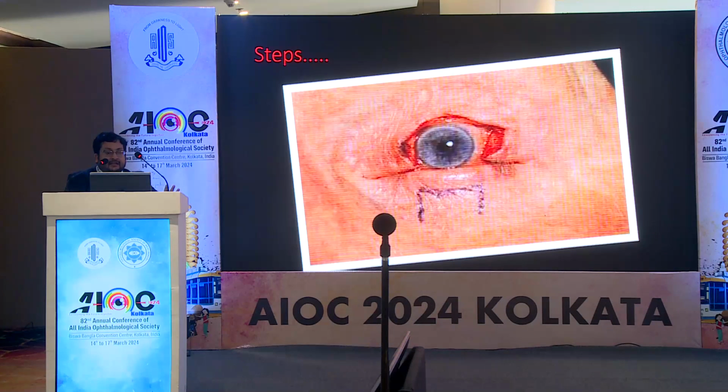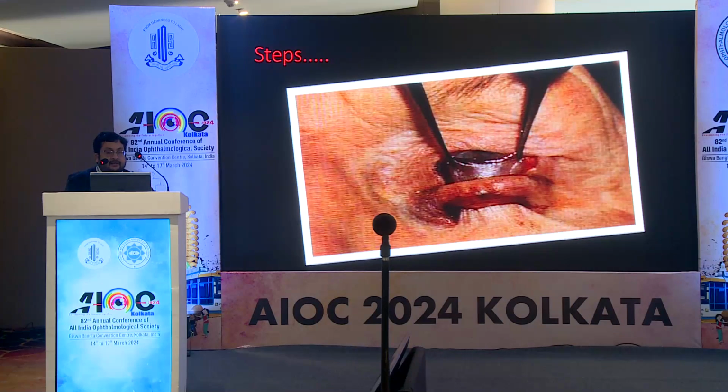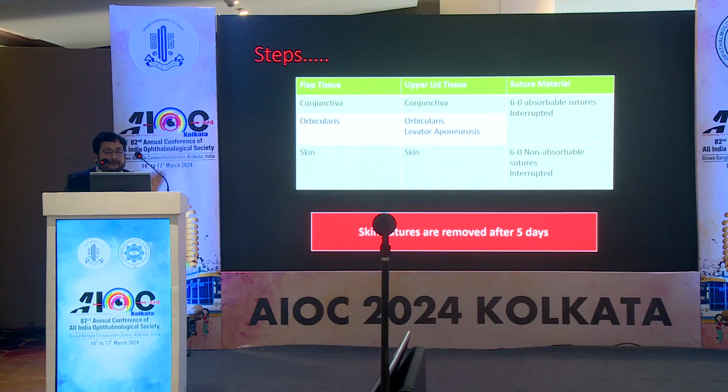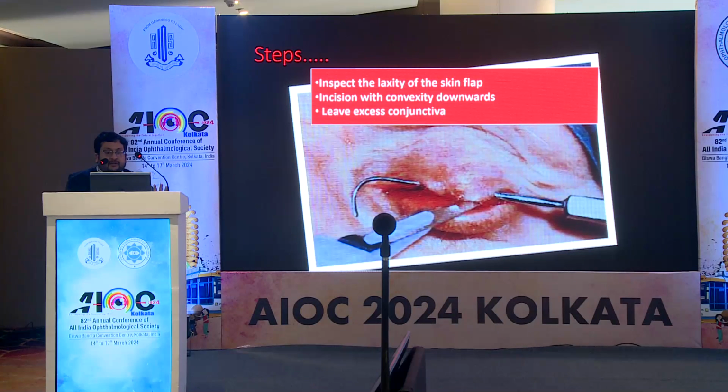Indications are these. This is a brief of the steps where you are making an incision, and then the bridge flap is taken over the lower lid bridge, and it is sutured in layers with the upper eyelid defect, conjunctiva with conjunctiva, orbicularis with orbicularis, levator aponeurosis, and skin with skin. Now, in the second stage, we are cutting it out, with a convex lower lid margin.